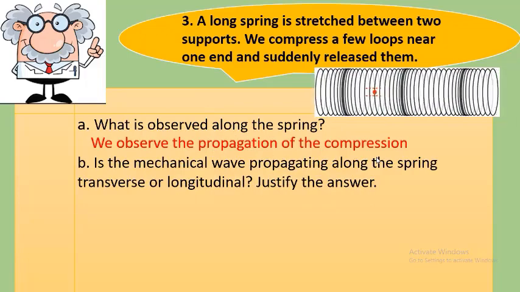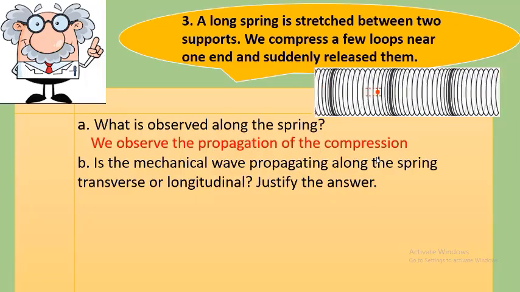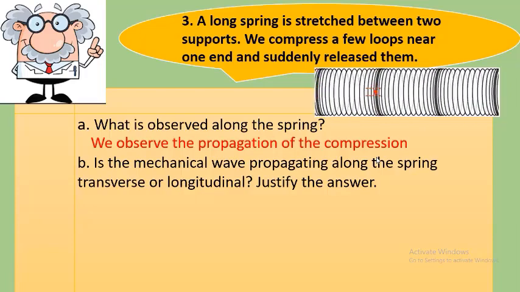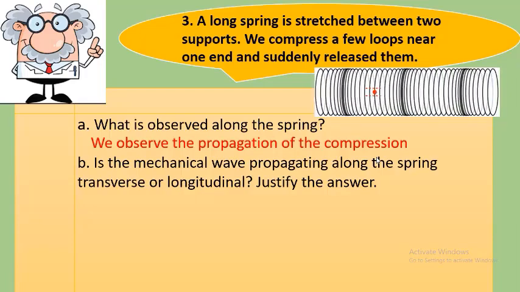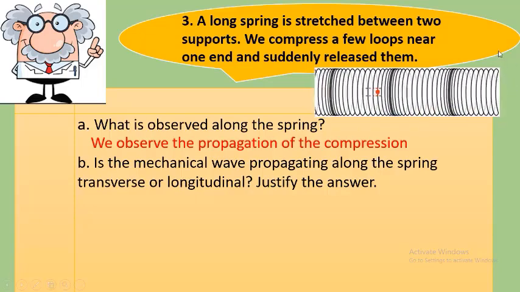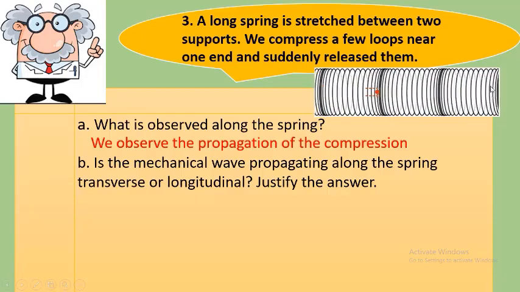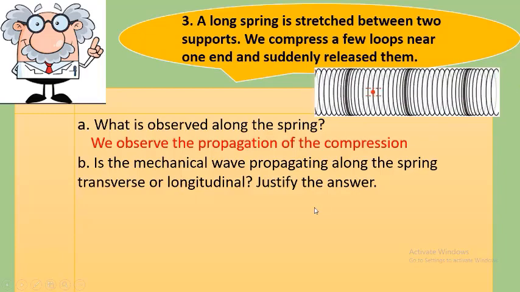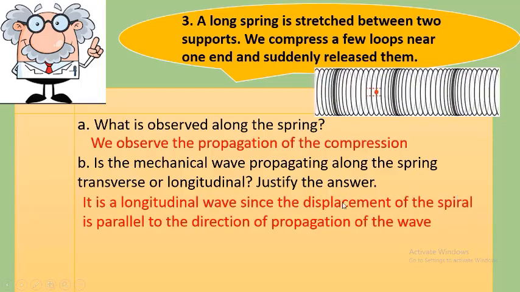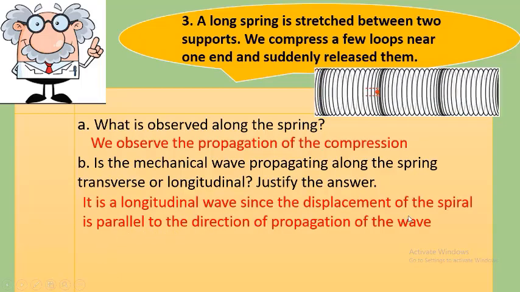Is the mechanical wave propagating along the spring transverse or longitudinal? When we have to decide if it's transverse or longitudinal, we have to think of the particles. Are they moving perpendicular to the propagation of the wave, or are they moving parallel to the propagation of the wave? You can see here that they are moving with the wave. The compressions here are moving with the waves. So we say that it's longitudinal. So it is a longitudinal wave since the displacement of the spirals, these are the loops, is parallel to the direction of the propagation of the wave.